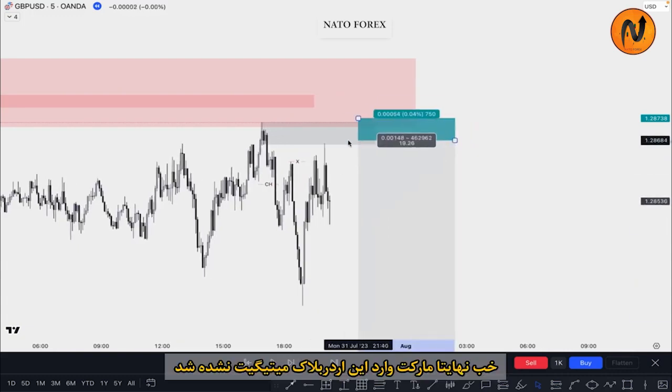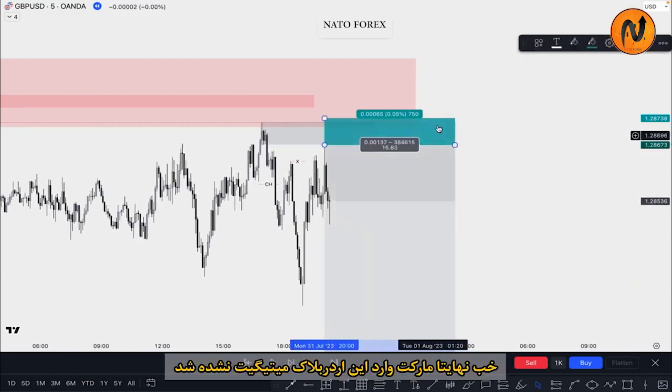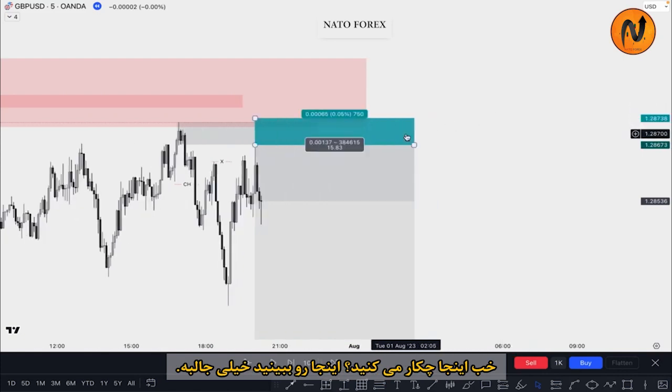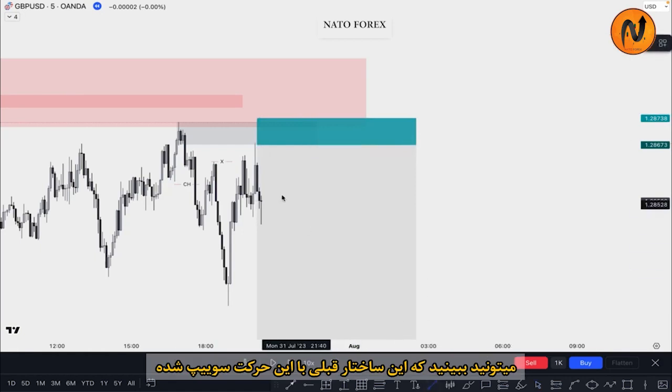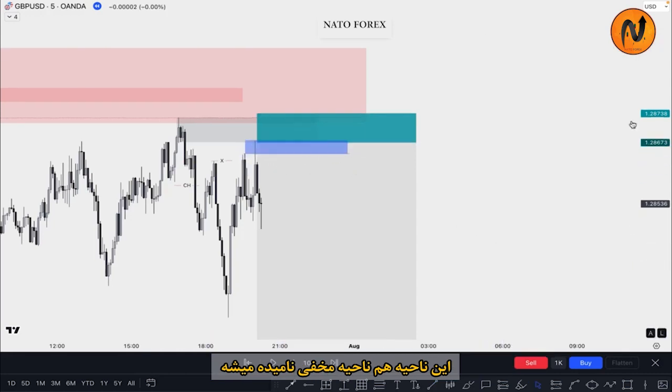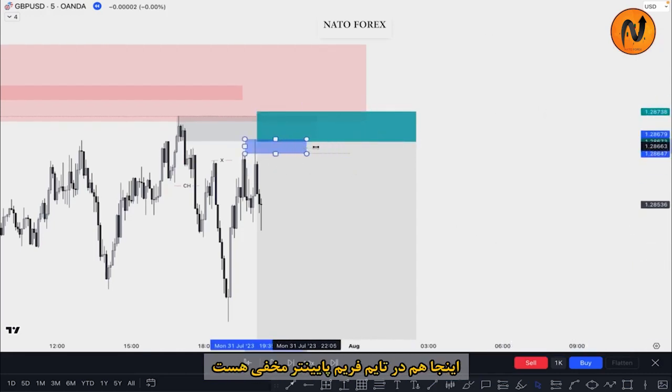Okay, so finally market mitigates your unmitigated order block at this point. Simply how you can deal in this situation, look at this one. This is an interesting point. Okay, here you can see the previous structure was here and swept by this move, right? And this one is also called hidden zone. This one is also hidden zone in a lower time frame.